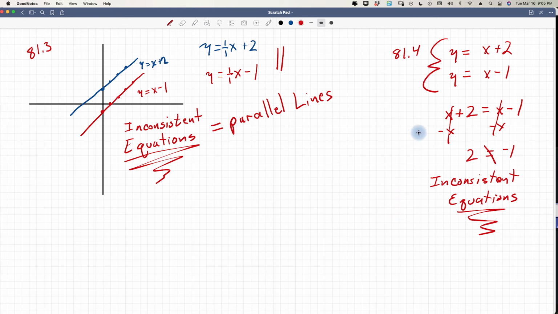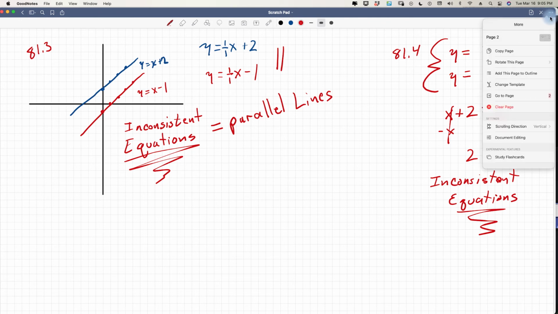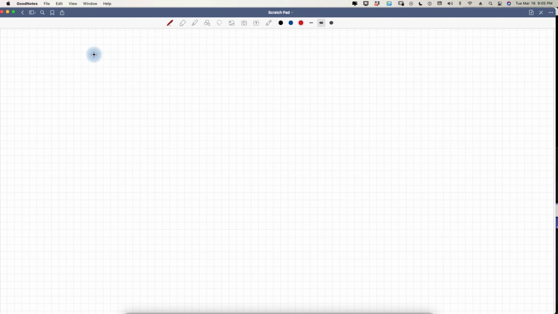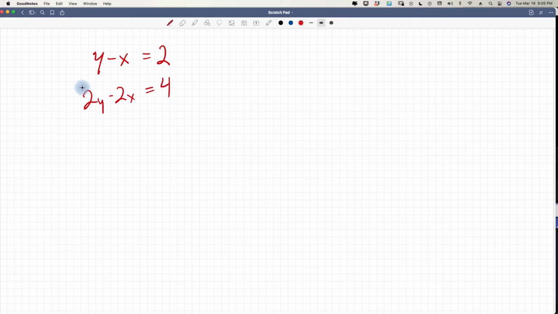We are going to talk about something called a dependent equation. Do you remember when we discussed equivalent equations? Remember, an equivalent equation looks something like this. y minus x equals 2. And then we would have 2y minus 2x equals 4. It's pretty obvious that everything in this equation is just multiplied by 2. And if you divide it by 2, you get this equation, right? So if I divide 2y by 2, I get y. If I divide 2x by 2, I get x. And if I divide 4 by 2, I get 2. So it's the same equation. These are equivalent equations. So when we have a pair of equivalent equations, we call them dependent.